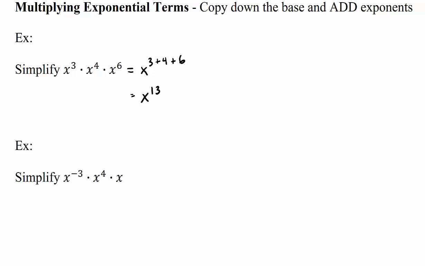One more example. I've got 3 terms of x. They all have the same base of x. Now, this term over here looks like it's missing an exponent, but if there is no exponent, it's understood to be a 1. So I'll use my laws. I will copy down the base, and I'm going to add the exponents. So we're going to get negative 3 plus 4 plus 1. Negative 3 plus 4 is going to be 1, and then 1 plus that 1 is going to be x to the power of 2.